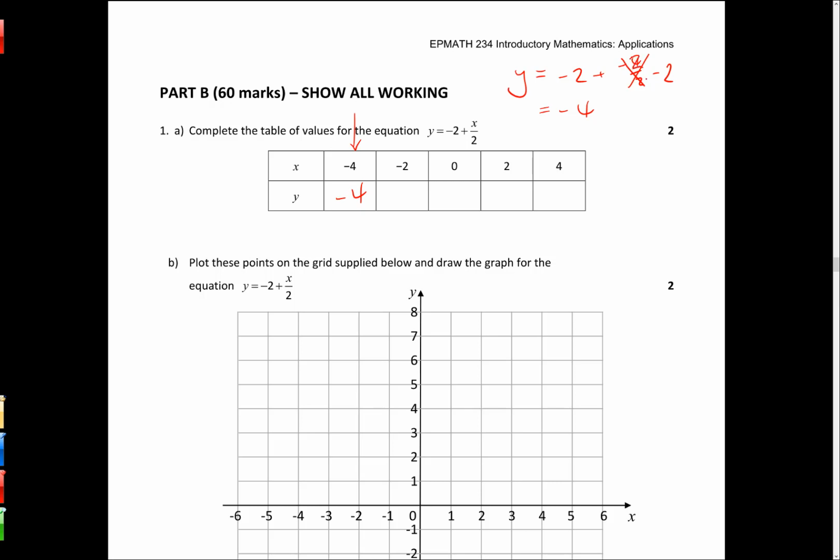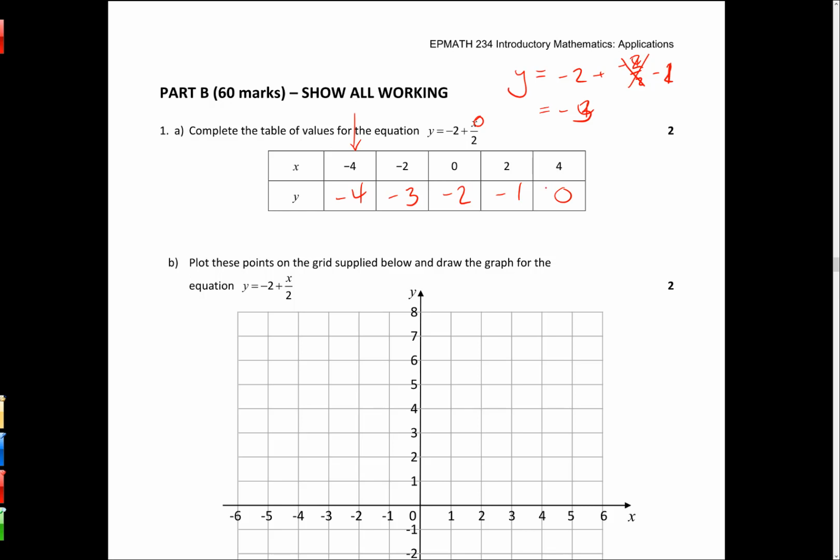If that had been a minus 2 in there, minus 2 on 2 would have been a minus 1. Minus 2 minus 1 would have been a minus 3. If I put a naught into here, minus 2 plus naught divided by 2 is, naught divided by 2 is naught. I can see the trend. Put a 2 in there, it's minus 2 plus 2 on 2, minus 2 plus 1, which is minus 1. Put a 4 in there, 4 on 2 is a 2, minus 2 plus 2 is a naught.